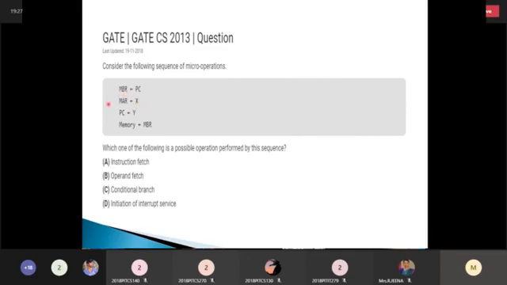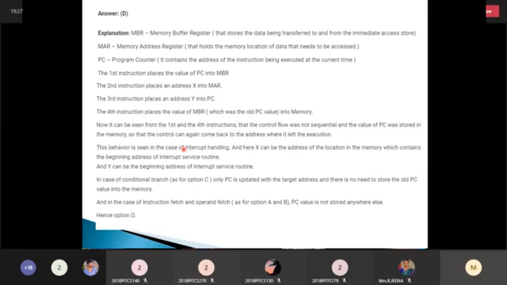And again, the value of X is stored in the MAR, memory address register, and Y in the program counter, represented as PC. And again, whatever content is present in the buffer register goes to memory. Which one of the following is a possible operation performed by this sequence? They are asking this question.